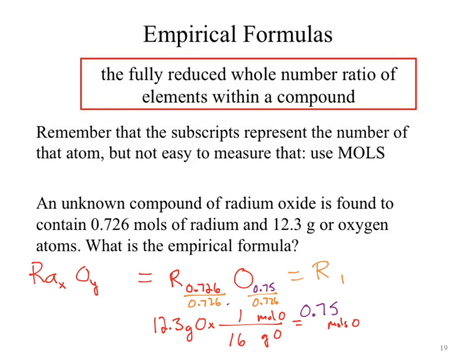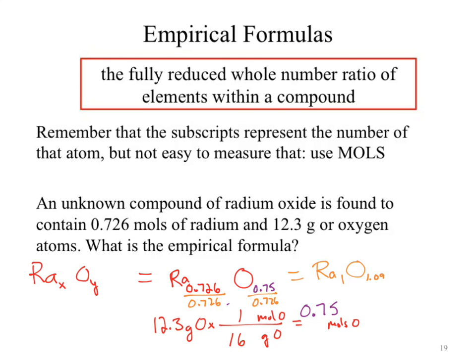That's a good typo there. What element is R? Radium. Need the A in there. So Ra1, and our oxygen becomes 1.09 something.